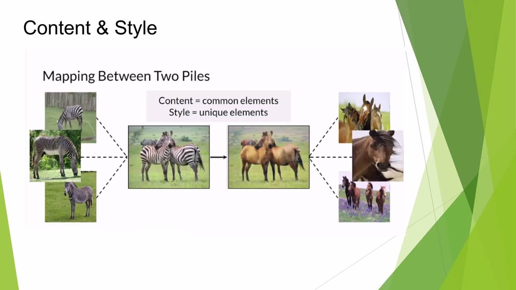core content consistent. The main challenge we face is ensuring that while we change the style, we don't lose the underlying content. In other words, we want to preserve the common elements, like shapes and structure, while adapting the unique style elements. This balance between content and style is crucial to making models robust across different domains, allowing them to generalize better to new environments.